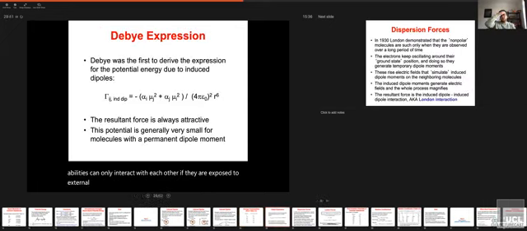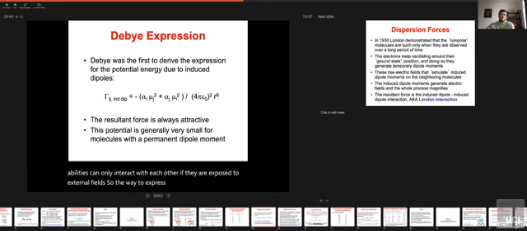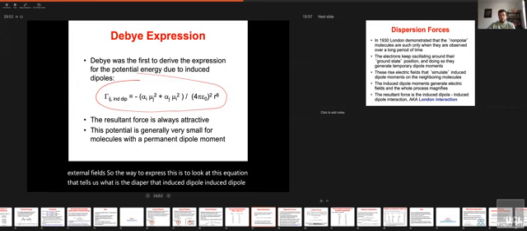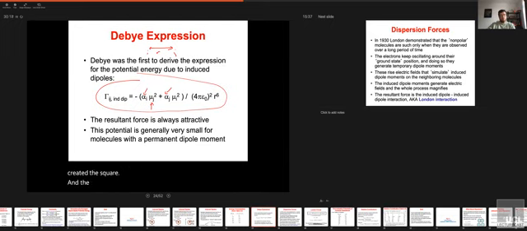So the way to express this is to look at this equation that tells us what the induced dipole interaction is. What you see here is that the two molecules, I and J, are separated by distance r. Here you have the polarizability of molecule I, and here the polarizability of molecule J. The polarizability of I multiplies the dipole moment of molecule J squared, and the polarizability of J multiplies the dipole moment of I squared.